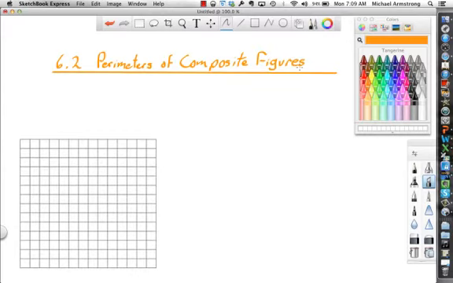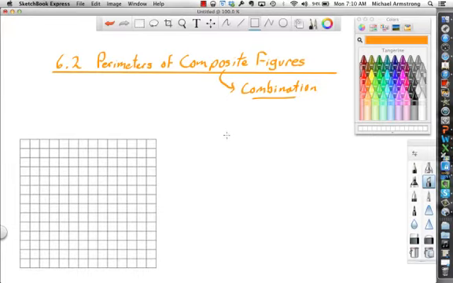But we're going to talk about composite figures today, and composite figures are figures that are composed of more than one thing. A composite means that it's a combination. So perimeter of composite figures means the distance around figures that are made of a combination of shapes. So we have a combination of shapes that make a figure, and we're looking for the distance around. The book says a composite figure is made up of triangles, squares, rectangles, semicircles, and other two-dimensional figures.